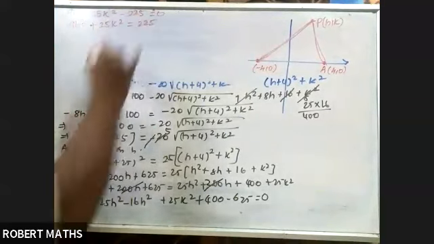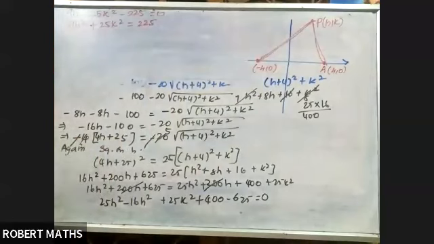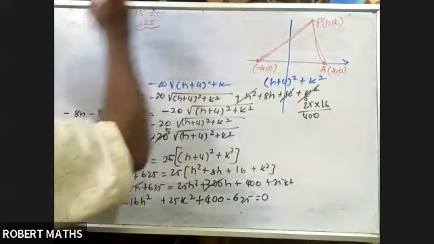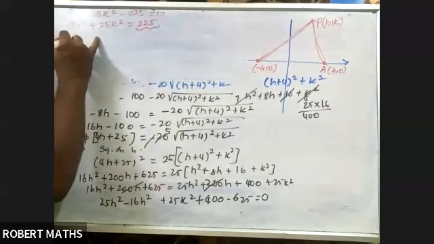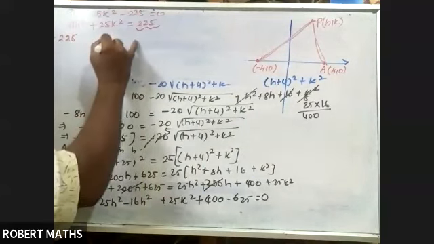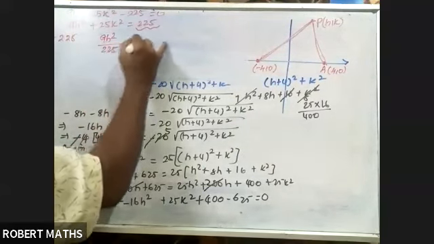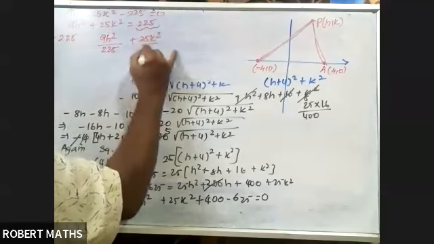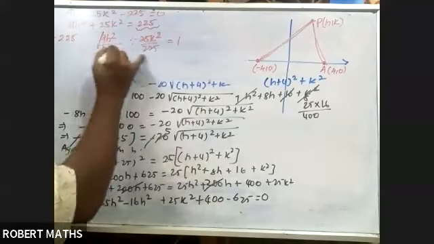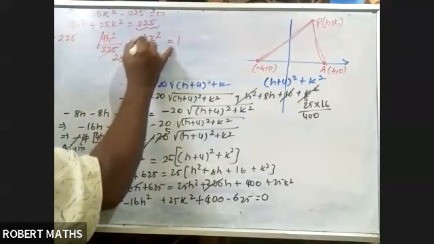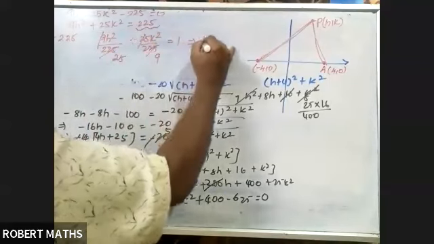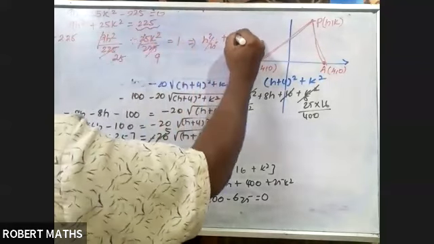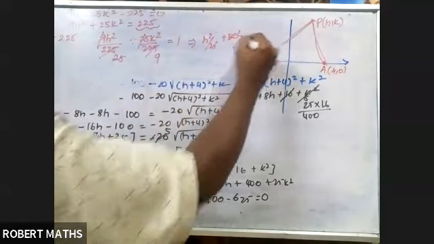This becomes 225. So either leave it as it is, or divide this by 225. Dividing throughout by 225, we'll get 9h squared by 225 plus 25k squared by 225, which is equal to 1. 9 into 25 is 225, so it goes 25 times; 25 goes 9 times. This becomes h squared by 25 plus k squared by 9 equals 1.